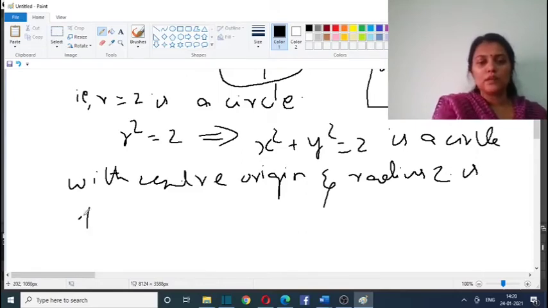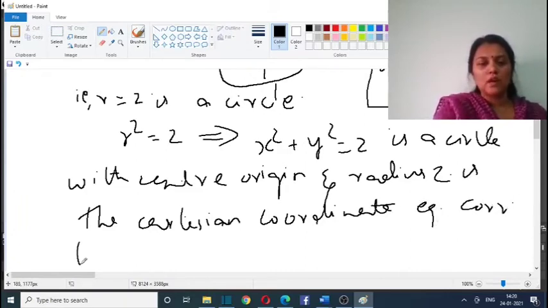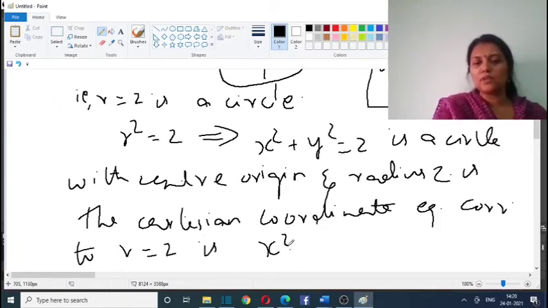So the Cartesian coordinate equation corresponding to r equal to 2: squaring, r squared is 4, so x square plus y square is equal to 4.